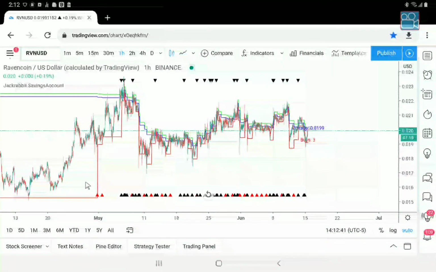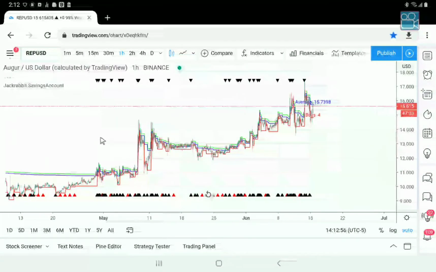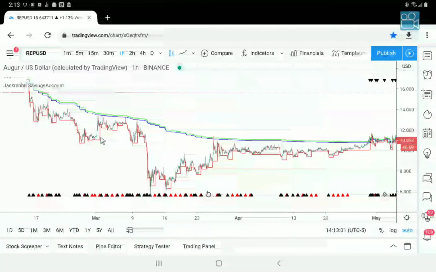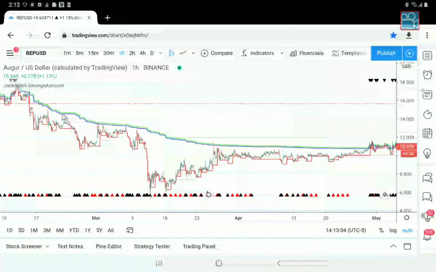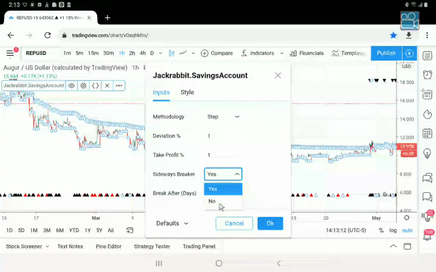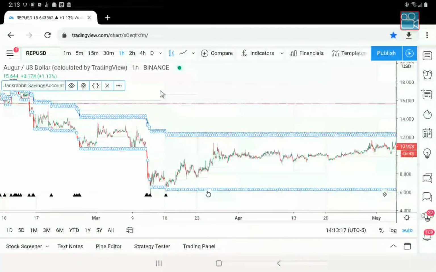Raven coin, same thing. You see red triangles, higher risk automatically, something to be aware of. So when you see these red triangles with the sideways breaker on, take a good look at the coin. This one really took a while to recover, and that's going to accumulate a lot of positions. Without this sideways breaker, it's probably going to be a hot mess. It is.